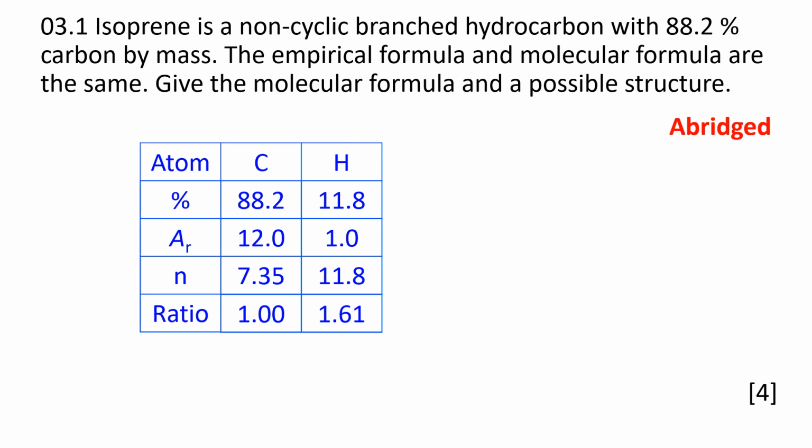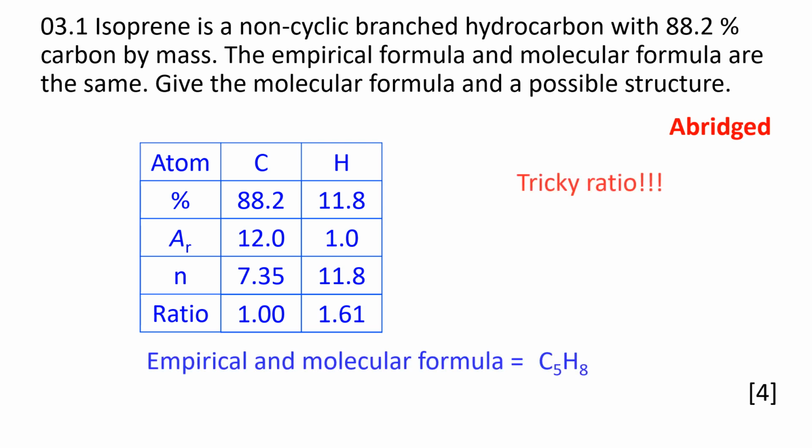To find the ratio of carbon to hydrogen, divide through by the lowest amount. 7.35 divided by 7.35 is 1. 11.8 divided by 7.35 is 1.61. Empirical formula is the lowest whole number ratio of atoms present in a substance. The ratio we have here is quite tricky. You may need to use trial and error to get to the empirical formula C5H8.